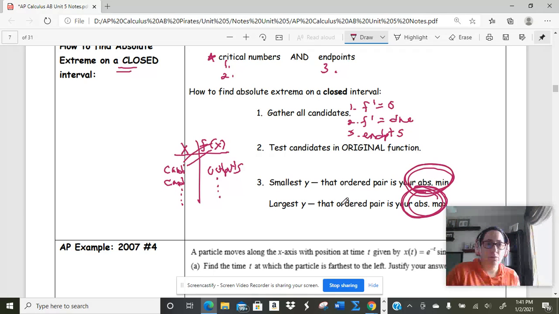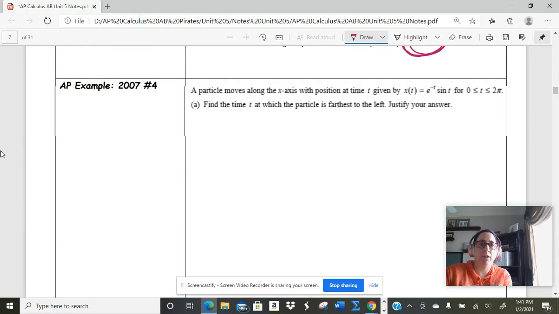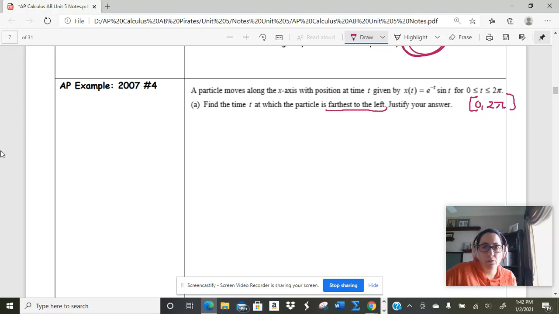All right, so let's go do this next one. Just part A from the 2007 exam. A particle moves along the x-axis with this as its position. And we're only looking on this closed interval from 0 to 2 pi. Find a time at which the particle is farthest to the left. Well, farthest to the left when I am moving along an x-axis means the absolute minimum. That's what this is asking me for.